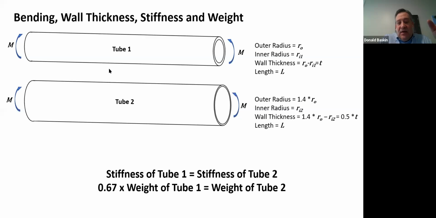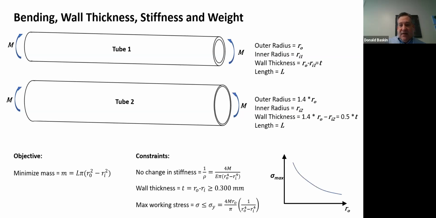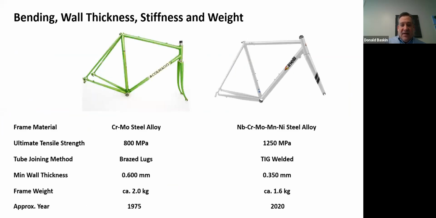Or conversely, we can make the diameter maybe a little bit bigger, the wall thickness a little bigger, and we can make an even stiffer tube that still could be lighter or be the same weight between the two. So this is a very powerful tool to create stiffer, stronger structures while at the same time reducing weight. And that's exactly what these guys did.